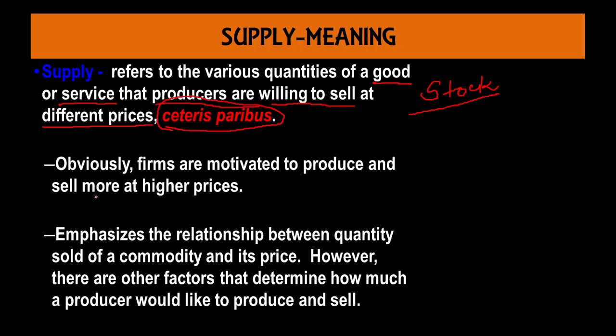Further, why do firms supply? The reason why firms are motivated to produce, the most important thing is profit making, and when they are able to sell at a higher price, they will be selling more. So firms are motivated to produce and sell more at higher price. This is very common sense: if price of any product is more, sellers would be willing to sell more.